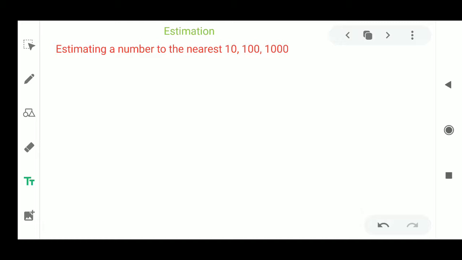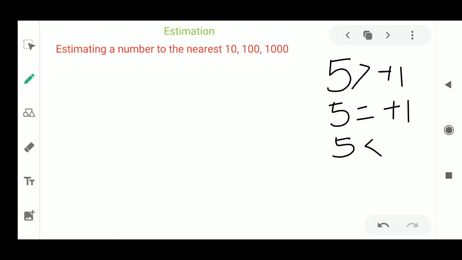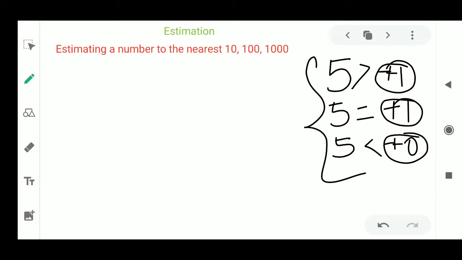First of all, if I write 5 greater than, so plus 1; 5 equals, plus 1; 5 less than, that is plus 0. This is the most basic chart. I think you know about this.